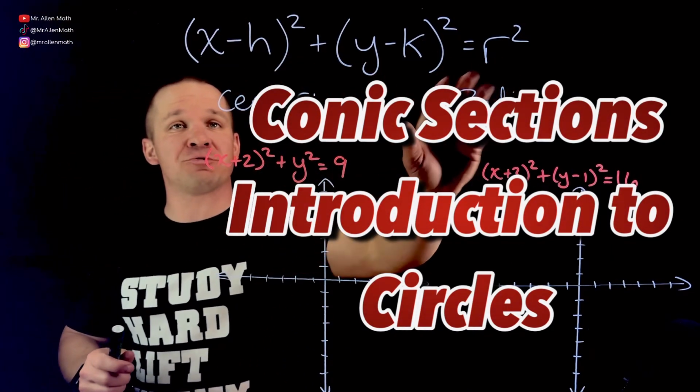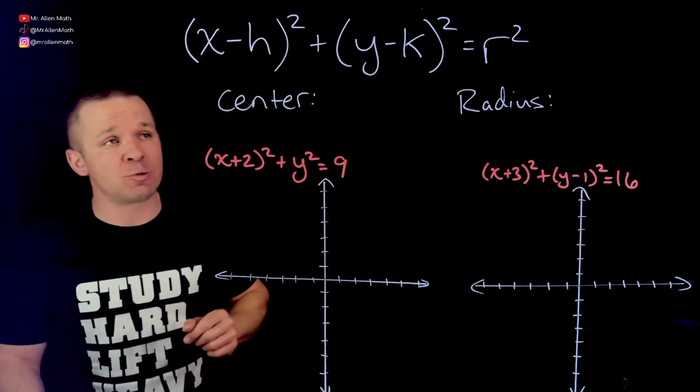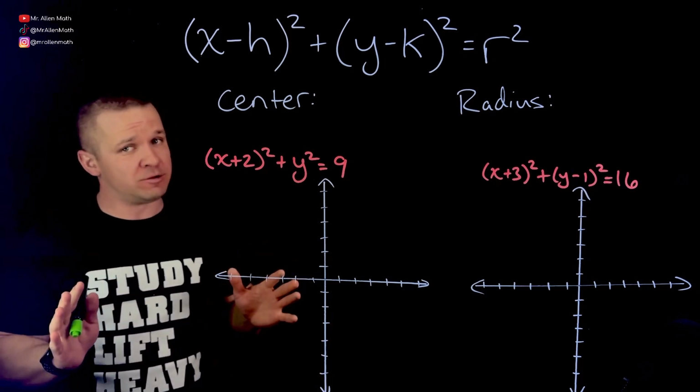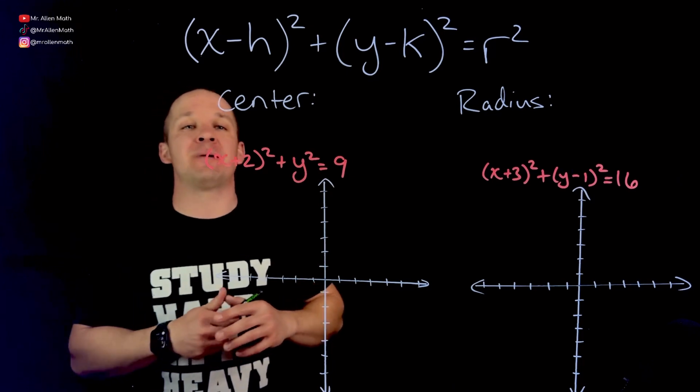We got our circle equation right here: (x - h)² + (y - k)² = r². You might be like, wait, what? There's equations for circles? I thought we just find the area and circumference. Don't worry. We can graph them as well.